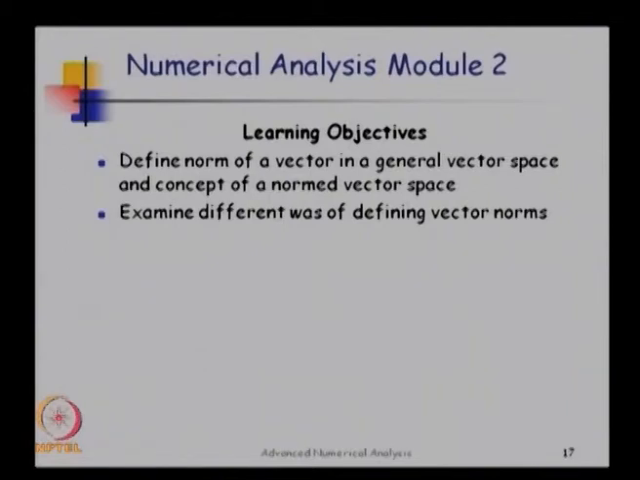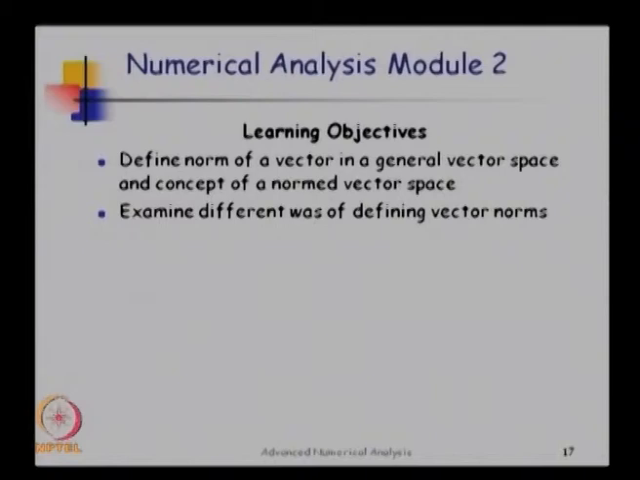Is there a unique way of defining a norm? What we will find out is that a norm can be defined in multiple ways. The way we define the so called length in 3 dimensions is one way of defining a norm, it is a special case.